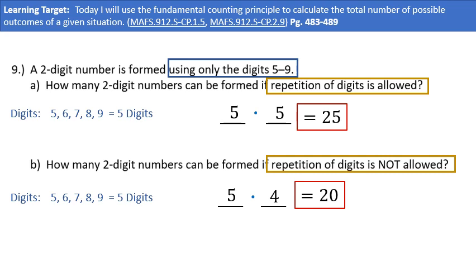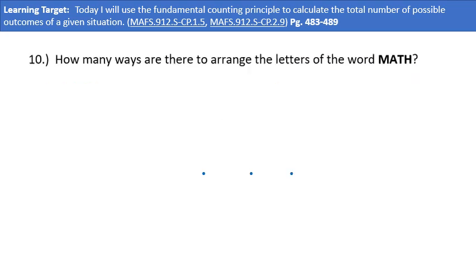If repetition is allowed, then your options do not change. If repetition is not allowed, then the number of options will decrease depending on how many you select. Okay, I hope that makes sense. One more problem. How many different ways can we arrange the letters in the word math? This is going to be a great one, even though I messed up my animation.